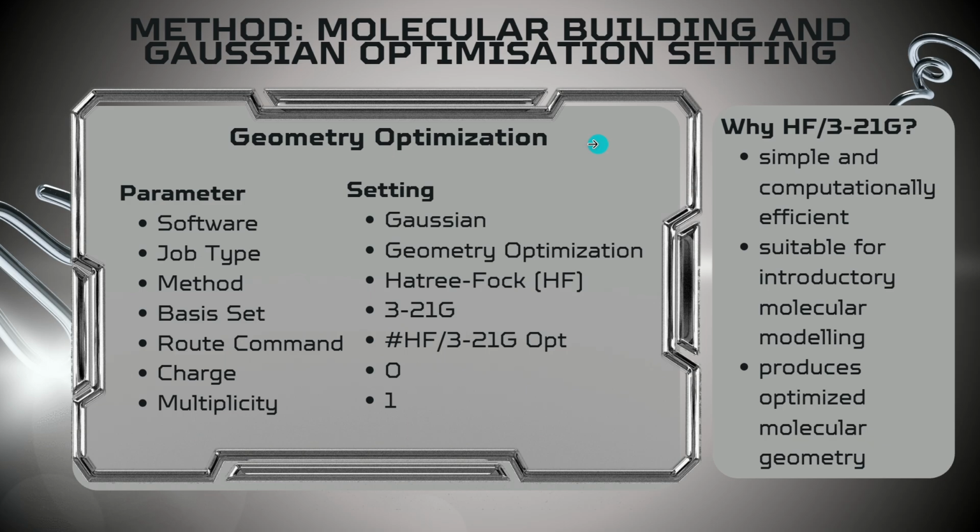In geometry optimization, these are the parameters that we set in the software, for example job type, method, basis set, and others. For our setting, we use Gaussian geometry optimization to optimize the molecules, with HF/3-21G and others. So why do we use HF/3-21G? Because it is simple and computationally efficient. Also, it is suitable for introductory molecular modeling and produces optimized molecular geometry.